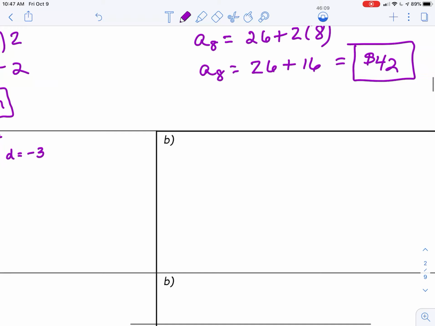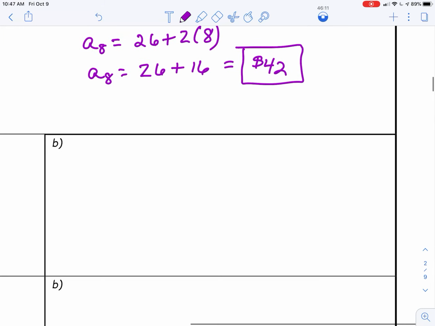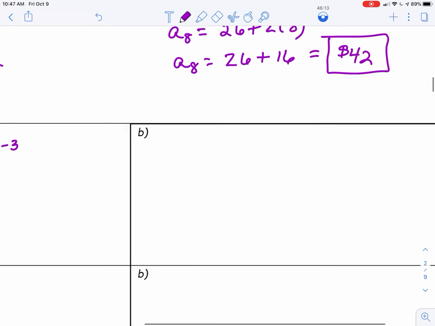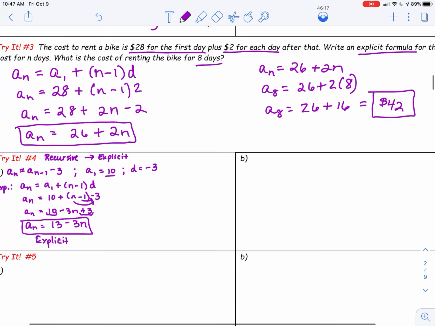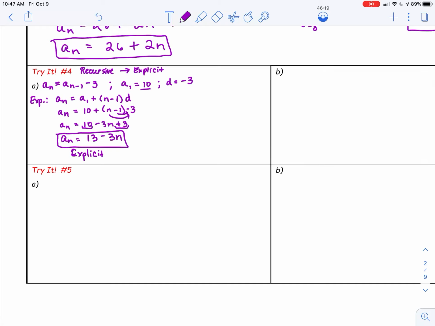Okay? Now let's look at B. B is another one. Actually, you know what? I'm not going to do that one with you. Let me have you do that by yourself, and then when you come to the Zoom call, if you still need help, I'll be happy to help you. Let's bump to example 5. Example 5, we're going to now be going from explicit to recursive.